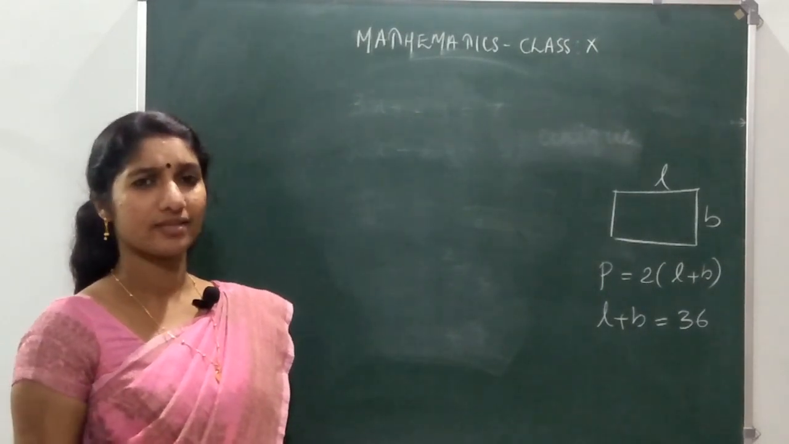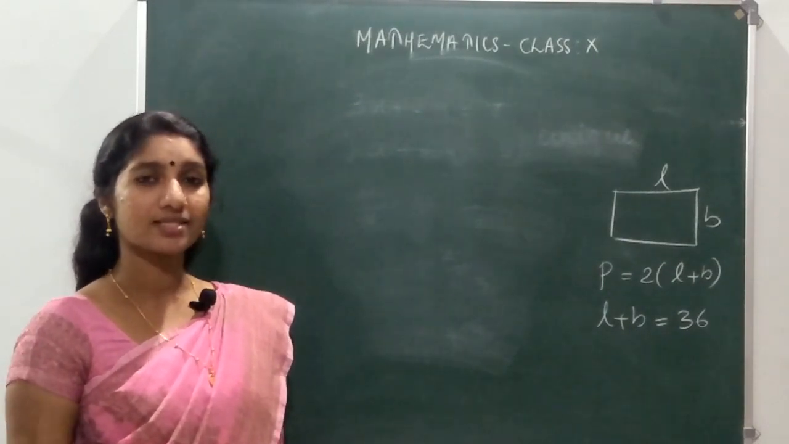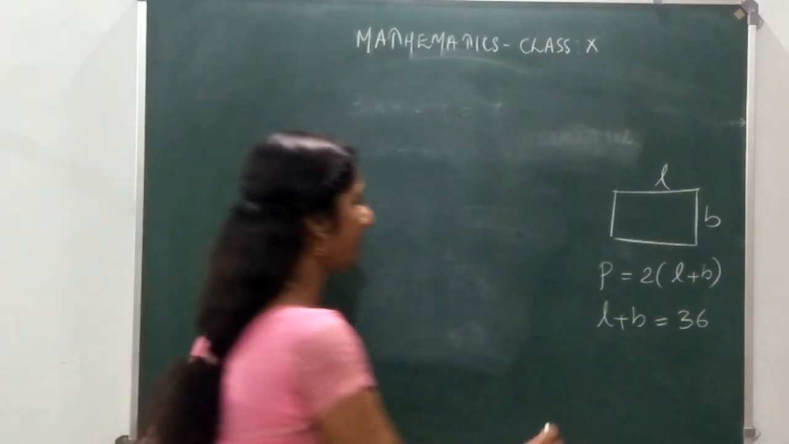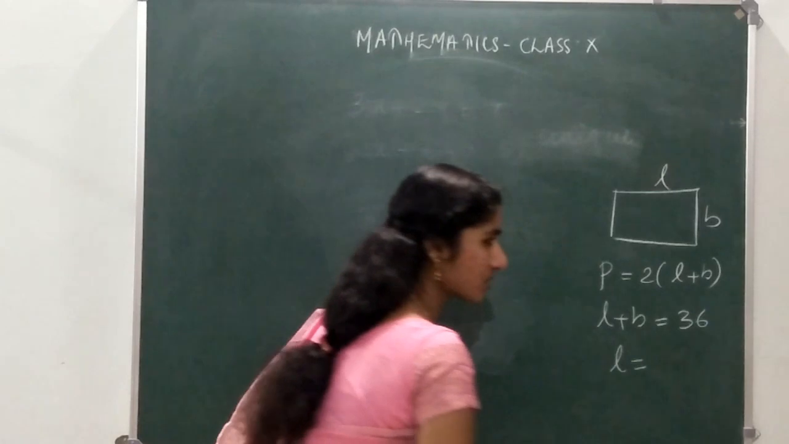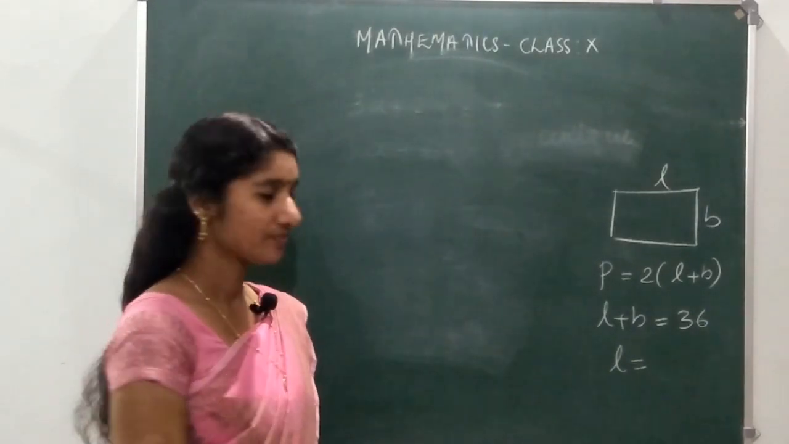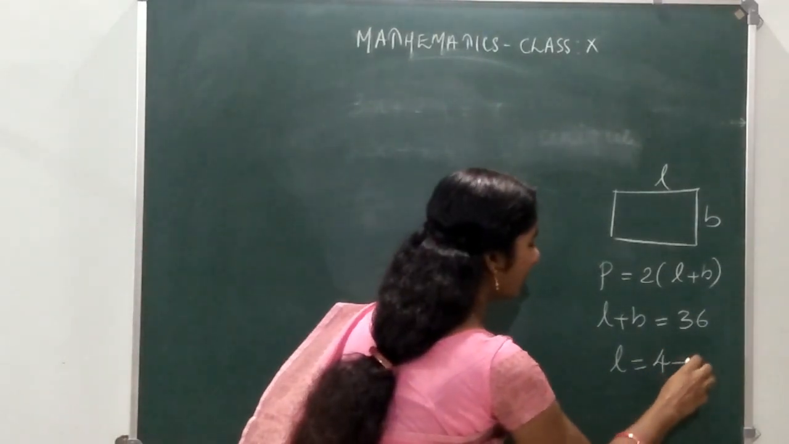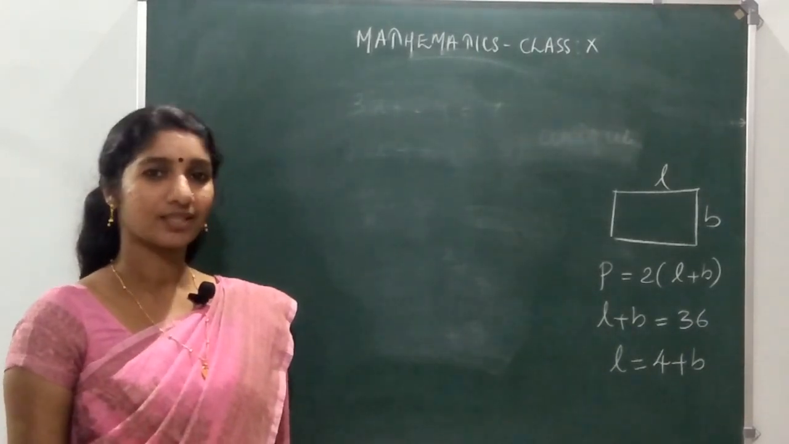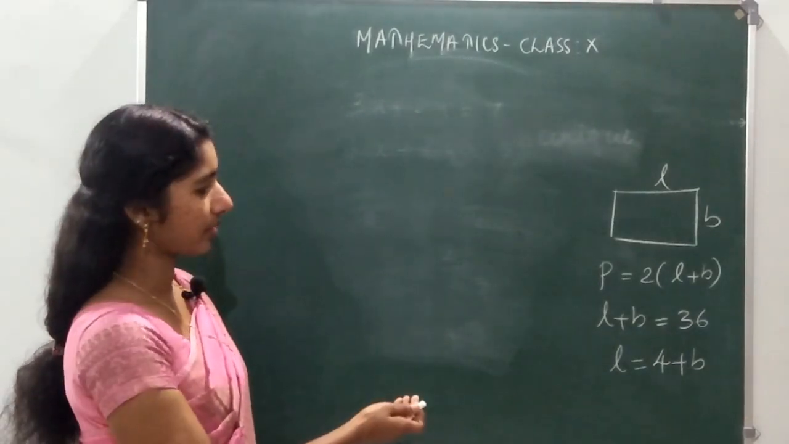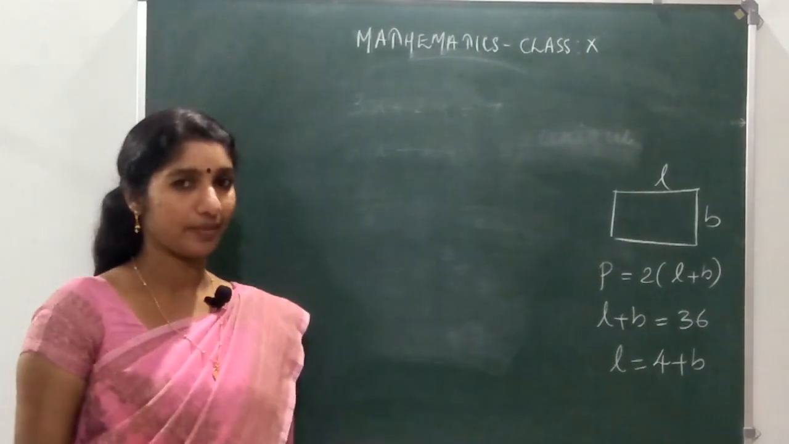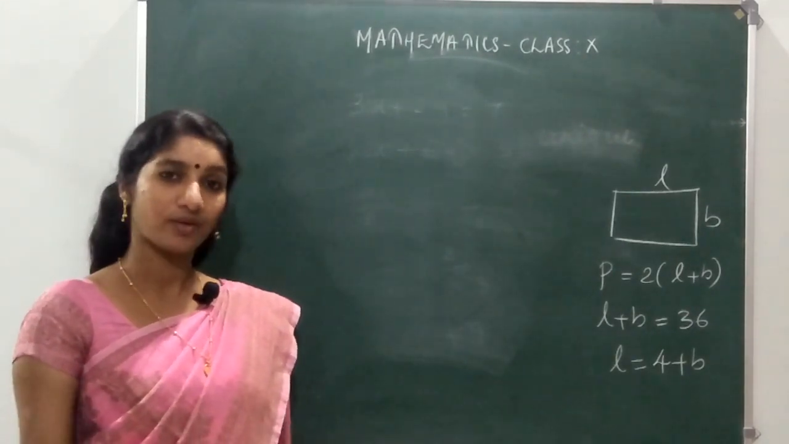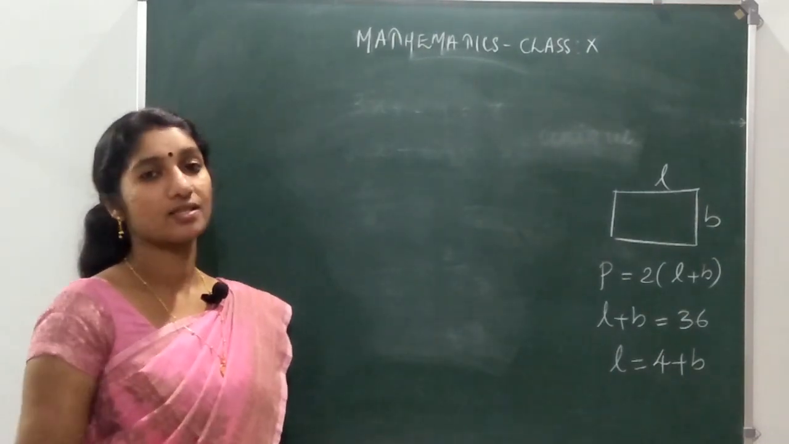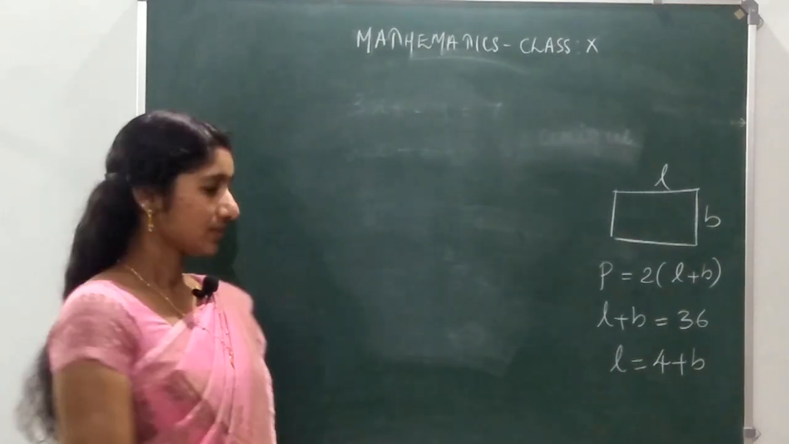One more point is given, that the length is 4 more than its width. How will we write that using notations? L equals 4 plus the width, which is B. So, for the equations you can use L and B instead of X and Y, or if you want you can use X and Y itself. Instead of L you give X, instead of B you give Y.